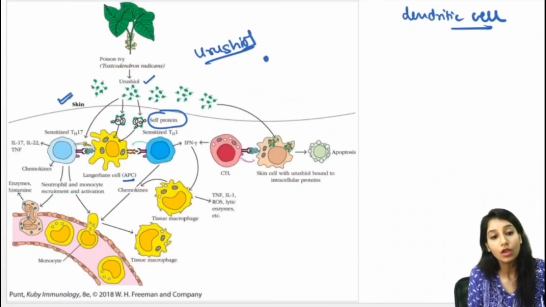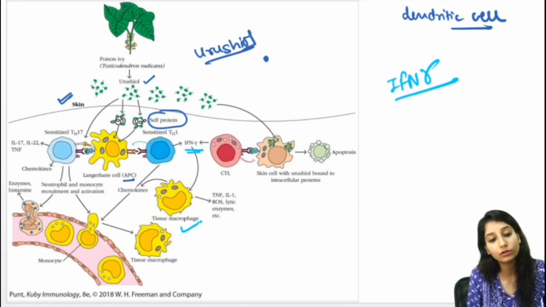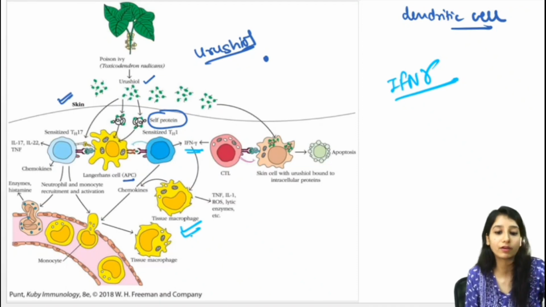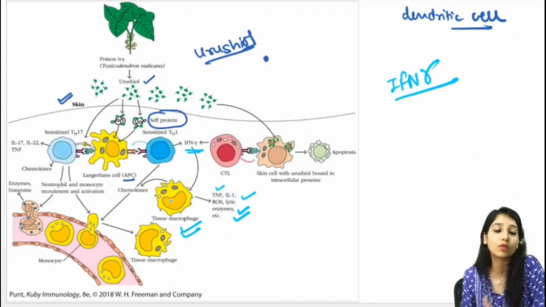Everything will be the same. They have sensitized this T helper 1 cell. This T helper 1 cell will start releasing interferon gamma. This interferon gamma will activate the macrophage, and this macrophage will start releasing lytic enzymes, interleukin, and TNF, which will activate more and more cells, and that will cause the destruction of our own cells.